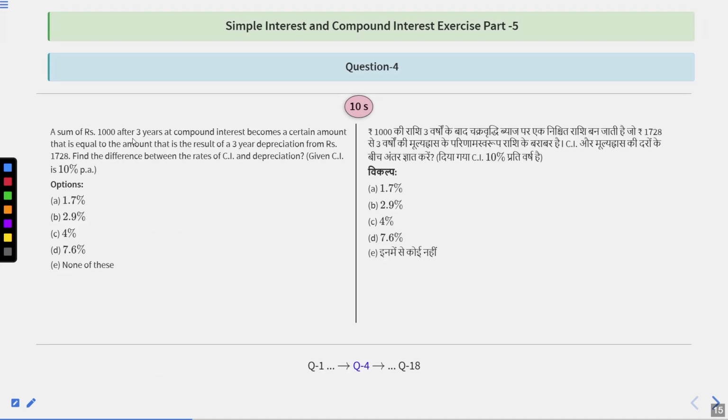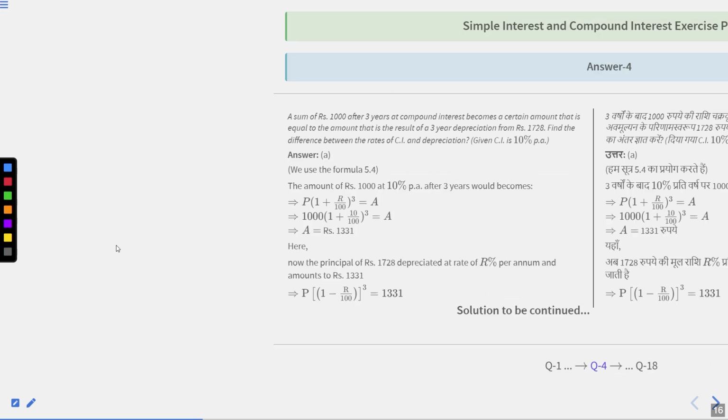A sum of rupees 1,000 after 3 years at compound interest becomes a certain amount that is equal to the amount that is the result of a 3-year depreciation from rupees 1,728. Find the difference between the rate of interest of compound interest and depreciation, given that compound interest is 10% per annum. You have 5 options and 10 seconds to analyze the question. Your time start now. Now time's up. Let's see the solution.